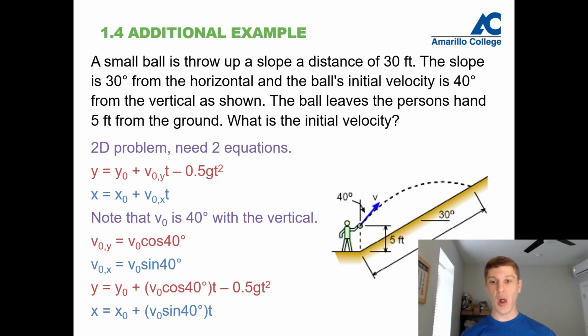And then we can plug these values for our initial vertical and horizontal velocity into our position equations, and we get these equations right here. So I just plugged in our initial vertical velocity is v naught cosine 40. Our initial horizontal velocity is v naught sine 40. We just plugged them into these equations.